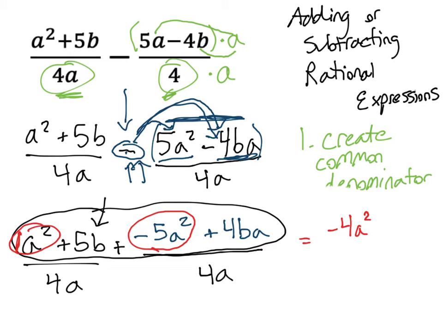5b and 4ba are not like terms because they don't have the same set of variables. So we'll just leave those as two separate terms in our final answer. And all of this is over 4a.